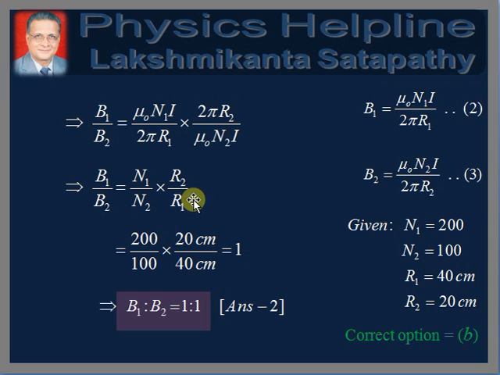Now we'll put the values. The given values are stated here. N1 is equal to 200, N2 is equal to 100, R1 is equal to 40 centimeters and R2 is equal to 20 centimeters. Putting these values, we get B1 by B2 is equal to 200 by 100 into 20 by 40, which simplifies to 1. Therefore, we get B1 by B2 is equal to 1. Therefore, we can write B1 is to B2 is equal to 1 is to 1, which is the answer to question 2. Therefore, the correct option is B.